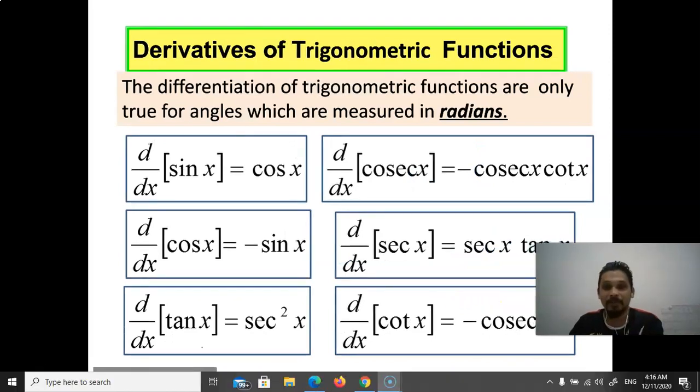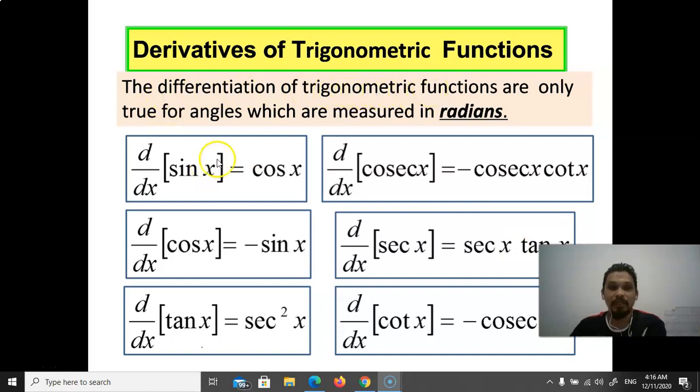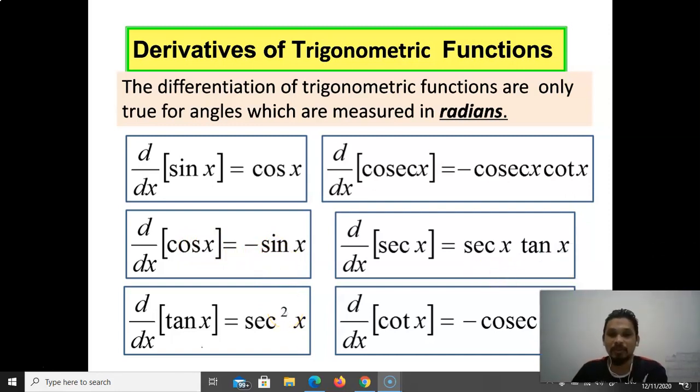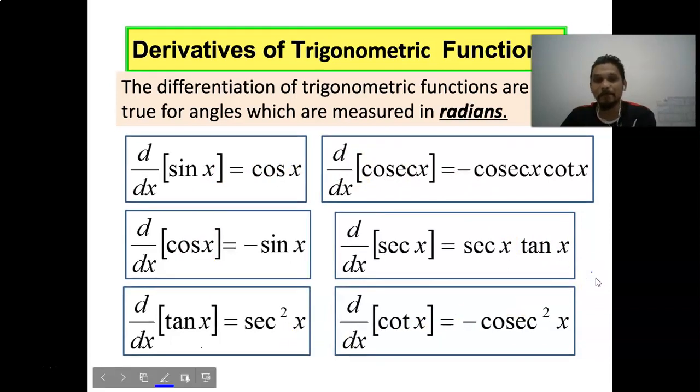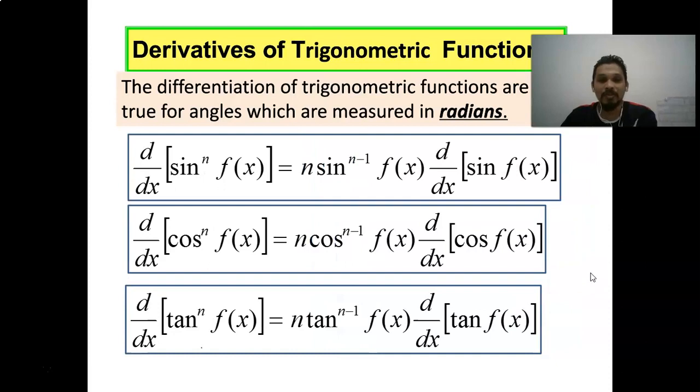Now, differentiation of trigonometric functions is only true for angles measured in radians. Let's take a look at this one by one. Differentiate sine x equals cos x, differentiate cos equals negative sine. Maybe you need to remember all of this, but all of this might be given to you during the examination.